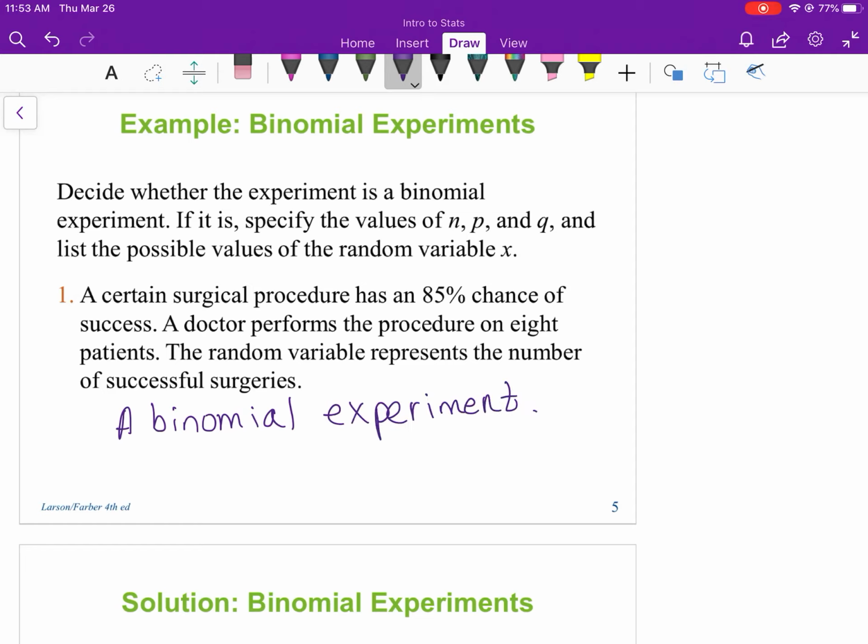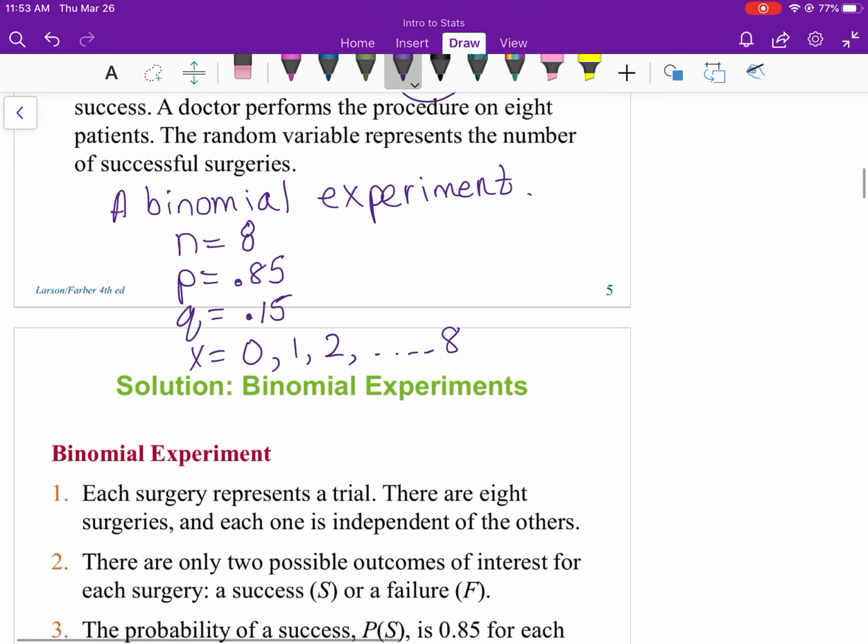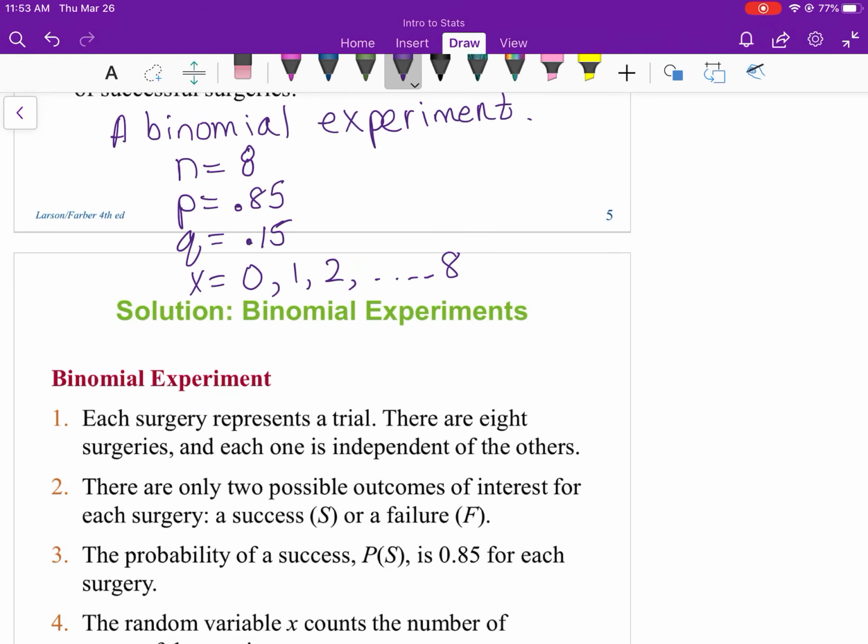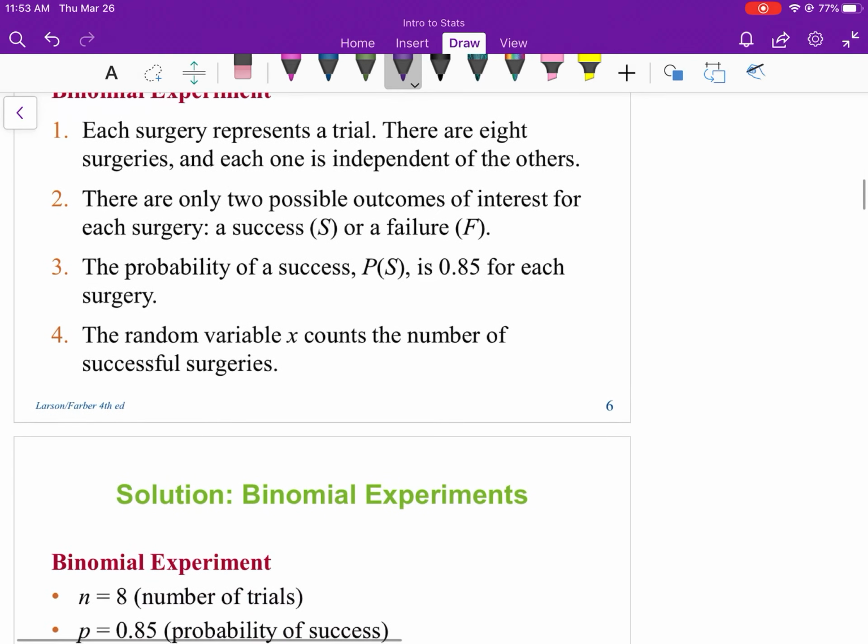All right, and so your N is the number of patients you have. It's 8. Your P is 0.85. It's right here. Your Q is 0.15. And your X, the number of successes, is anywhere from 0 to 8. All right, and they agree. These are the slides from the textbook that go through everything that we just said.